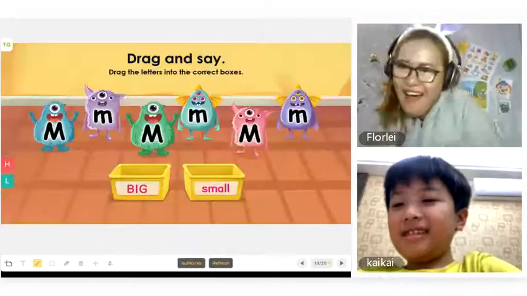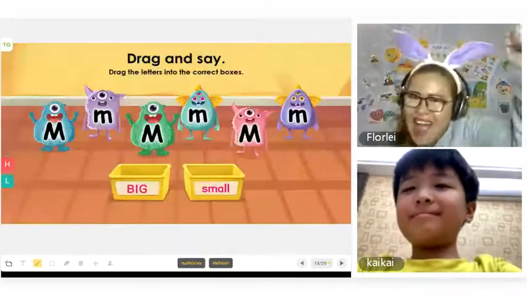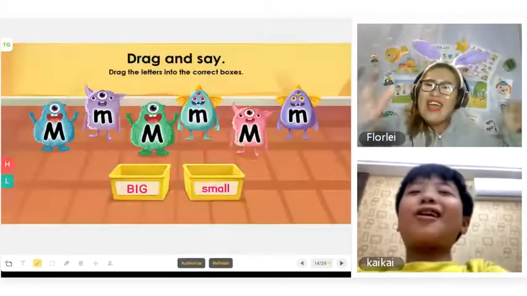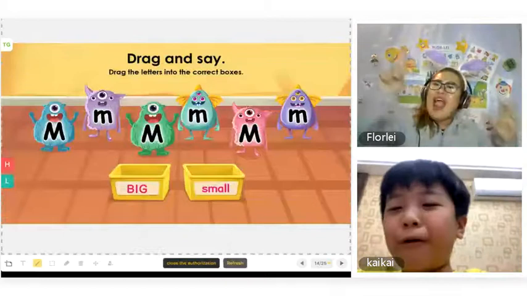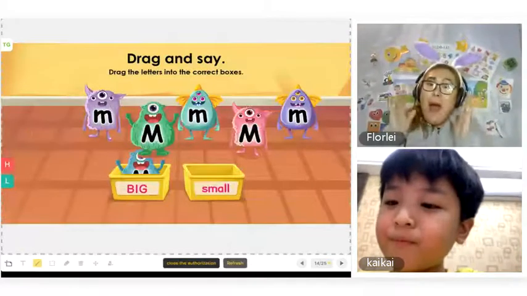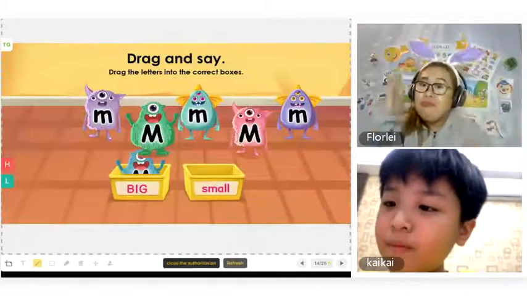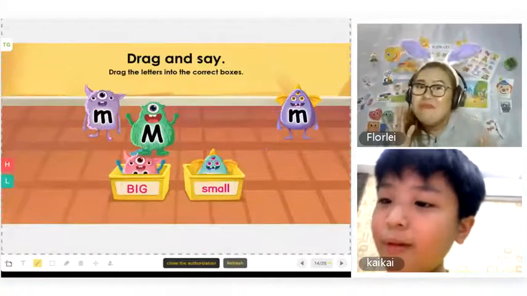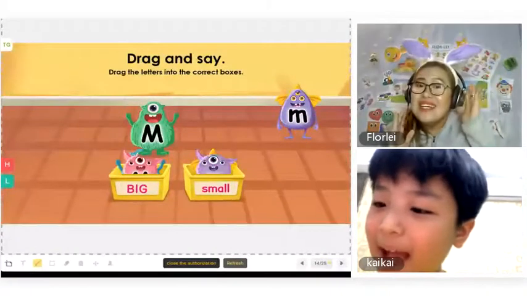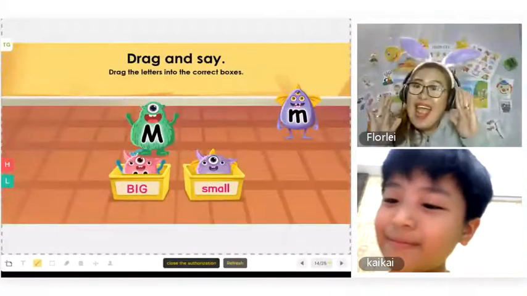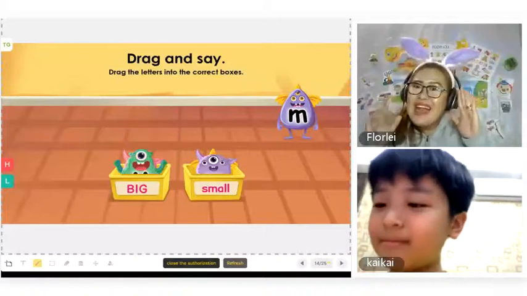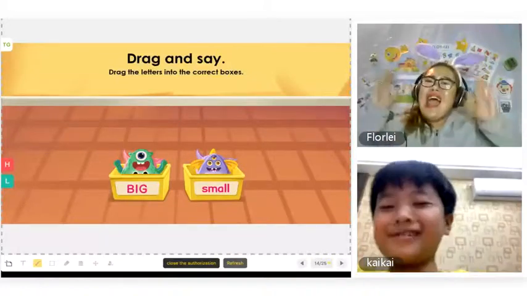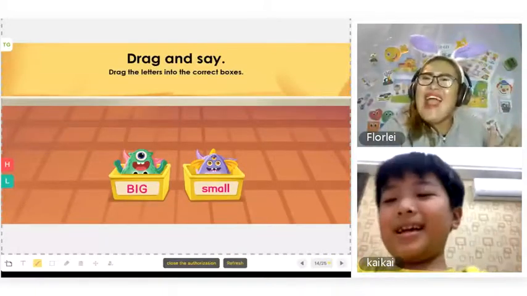Let's run to page 14. Okay, you can do it. Go. Okay, run and say. Okay, what's that? Big M. Small M. Big M. And last. Small M. Yay! Great job.